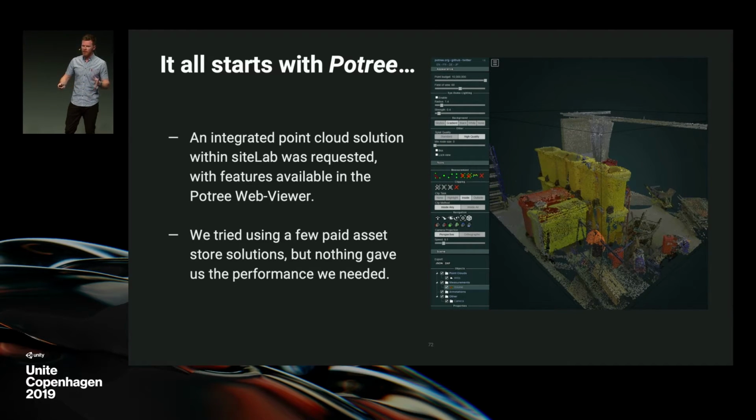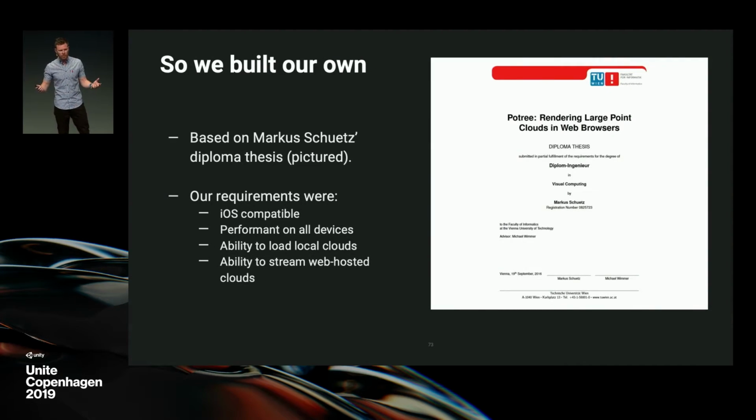So they kept saying, why can't we just take this and put it into SiteLab? We bounced around a few different ideas. We tried a few different point cloud assets on the asset store to see what worked and what didn't. We couldn't get the performance that we needed out of any of them. So we thought, rather than trying to take an asset and make it look like Potree, let's just go to the source of Potree and build our own.